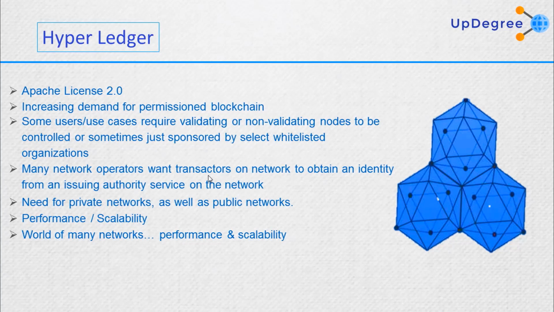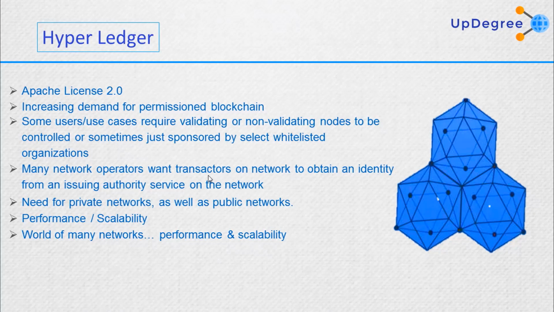So basically, it's Apache license 2.0. Why has it come about? Because there is an increasing demand for permissioned blockchain. Some use cases require validation to be controlled, just not by whitelisting organizations. Basically, you require some validations on some use cases where you have a certain number of people. Network operators want transactors on the network to obtain identity. Earlier it could be anonymous in Bitcoin, but here you need an identity. There is an authority service on the network, and there is a need for private networks as well as public networks. The other thing is you need performance and scalability. So it's a world of many networks for performance and scalability.